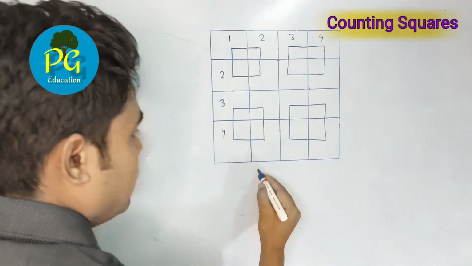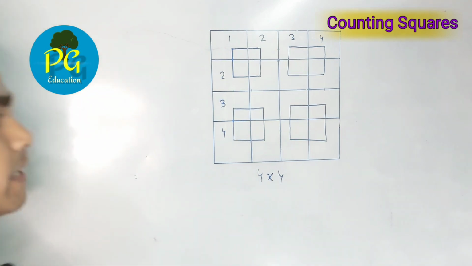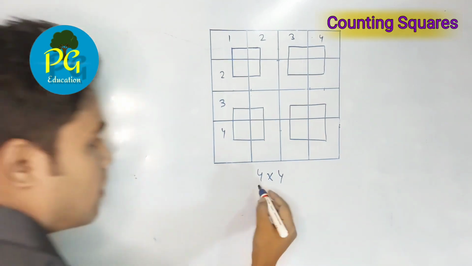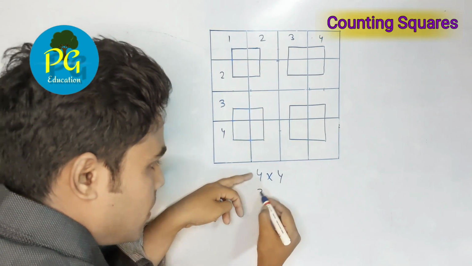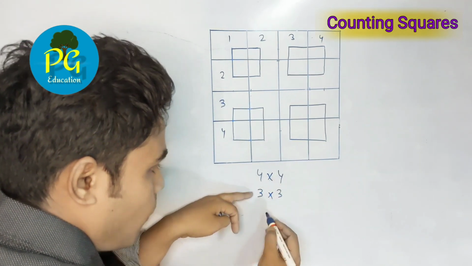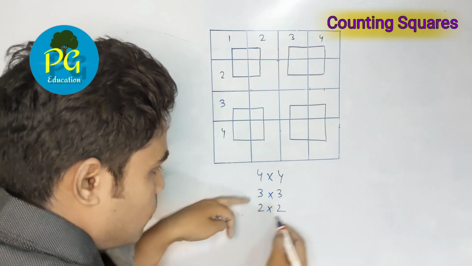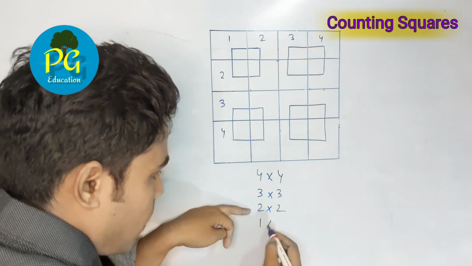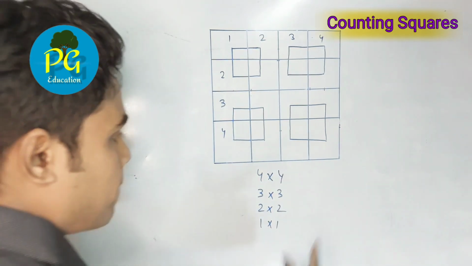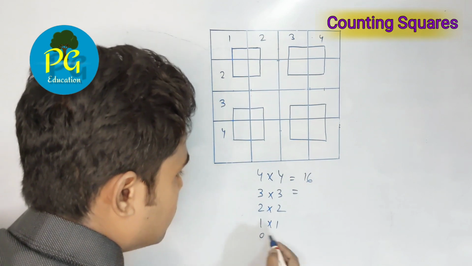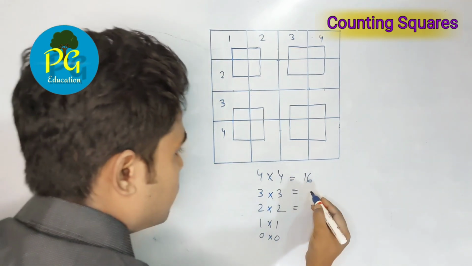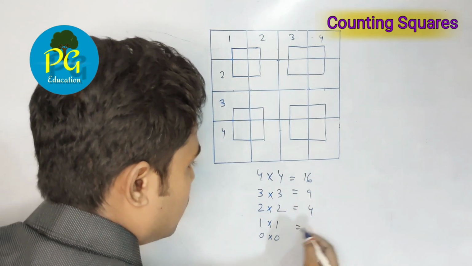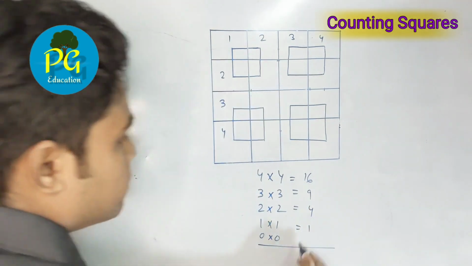So 4 into 4. And by the previous process, 1 less than 4 means 3. Here also 3. 1 less than 3, 2, 2. 1 less than 2, 1, 1. Okay, 16 plus 9 plus 4 plus 1. So how much?